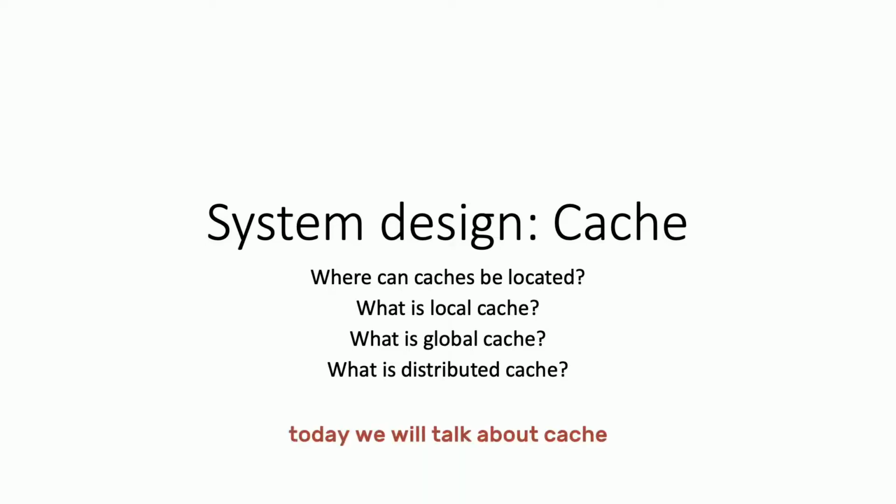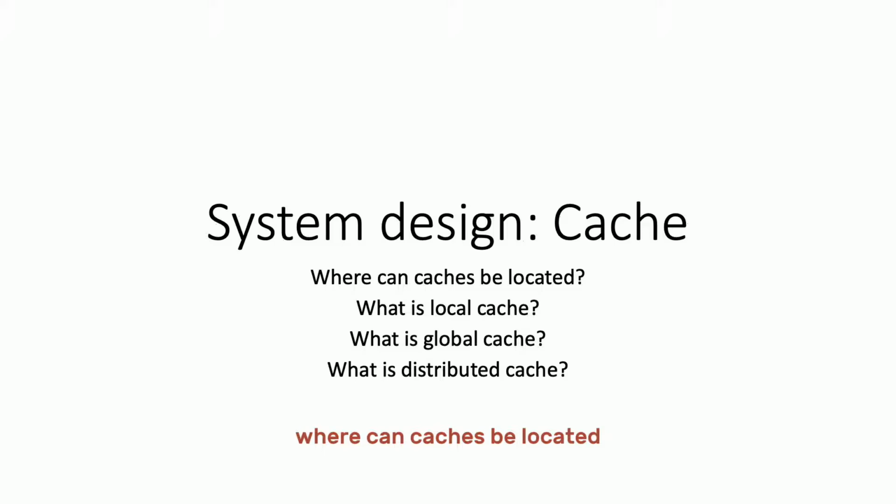Today we will talk about cache, one of the most important components in distributed systems. The main purpose of using cache is to improve performance. 90% of read requests of some large systems like Facebook are being handled by cache instead of the database. In this video, we will introduce some basics of cache.